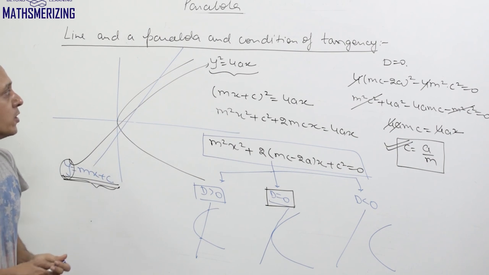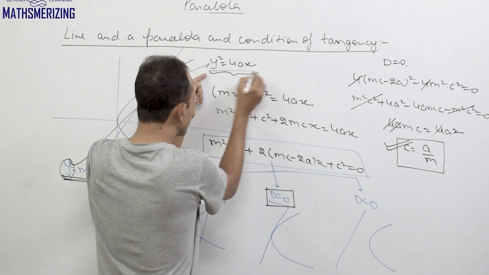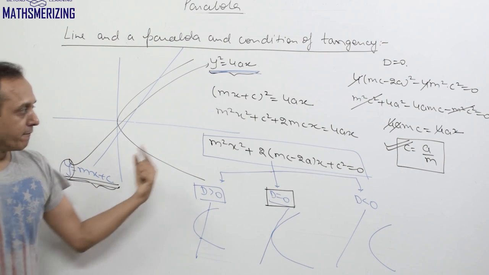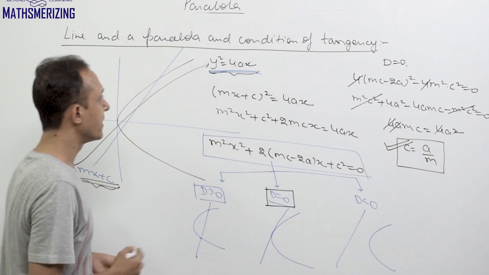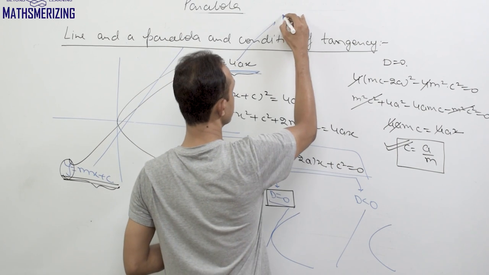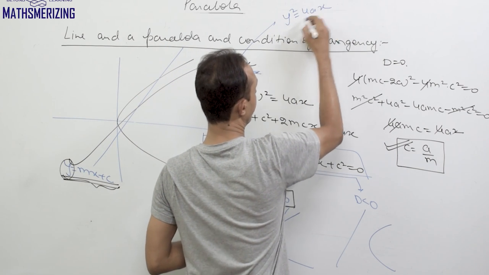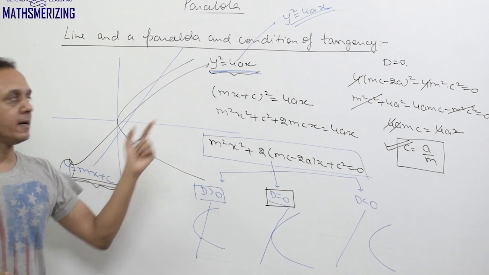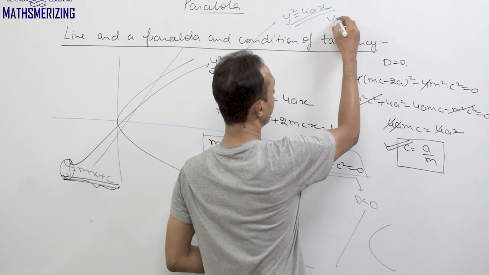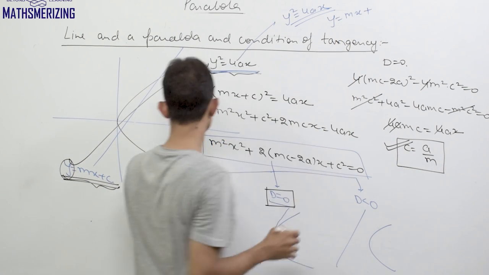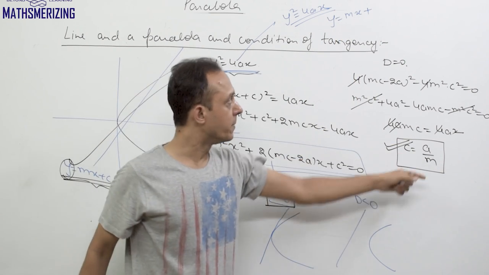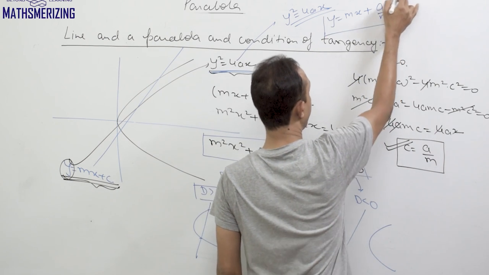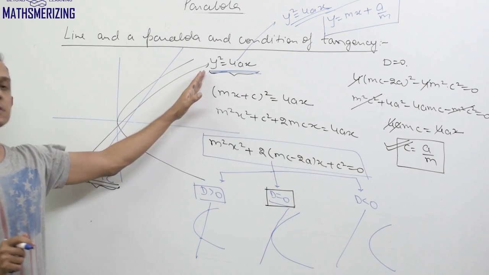Now once we have this value of c, we can write the equation of tangent for this parabola also. We know that for this parabola, y square equals 4ax, this line y equals mx plus c is a tangent when the value of c is a by m. So what we can simply say is, if we have this parabola y square equals 4ax, and we need to write the equation of any general tangent, then the equation of tangent will be y equals mx plus c, and the value of c for this parabola should be a by m. So this is how we can write the equation of any general tangent to this given parabola, y square equals 4ax.